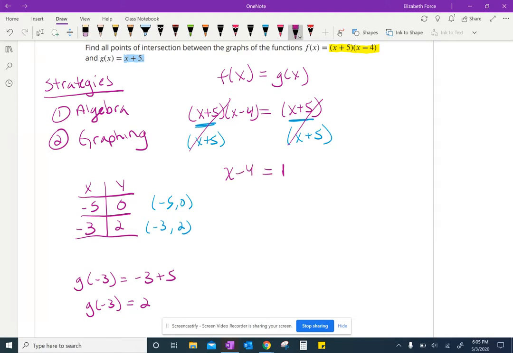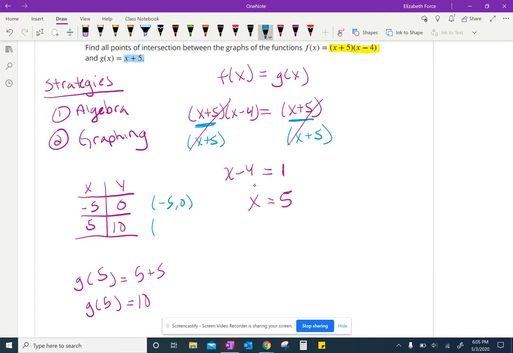So now this is funny. What number minus 4 gives me 1? Well, that has to be 5. So we're going to come over here and get rid of this answer and put 5 in there. Then we're going to figure out the y-coordinate, which I already know from graphing, but let's just do it with some algebra. So 5 plus 5, so g of 5 is equal to 10.